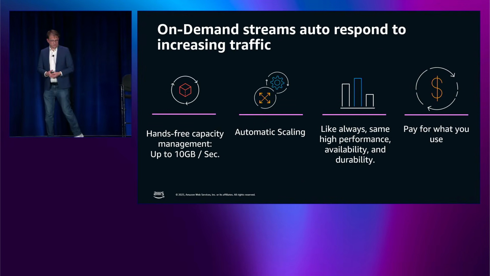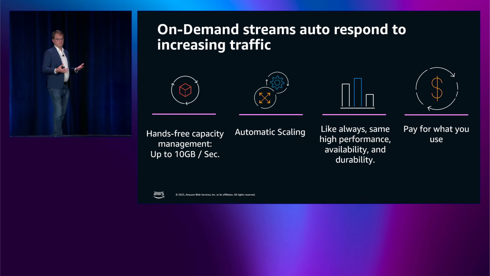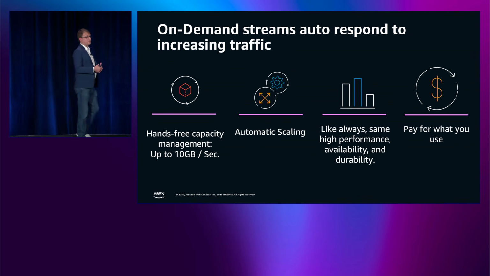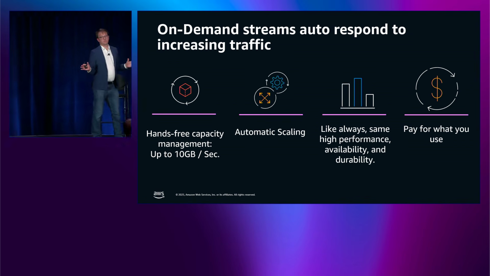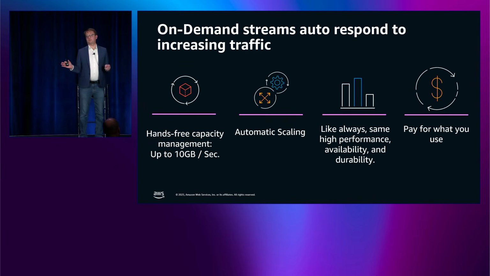So the real benefit of the on-demand version of Kinesis Data Streams is you had totally hands-free capacity management up till the top end of what we see with customers on streaming applications, which is about 10 gigabytes per second. This scaling happened for you automatically. You didn't have to set any kinds of thresholds or anything. It was just done as soon as you were using the on-demand version of Kinesis Data Streams.